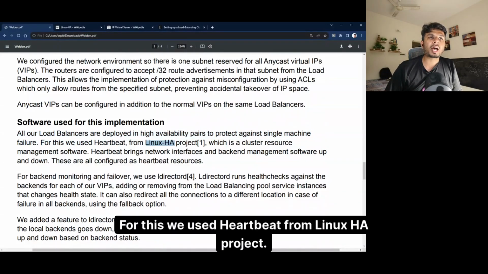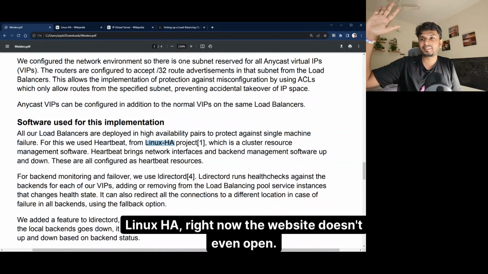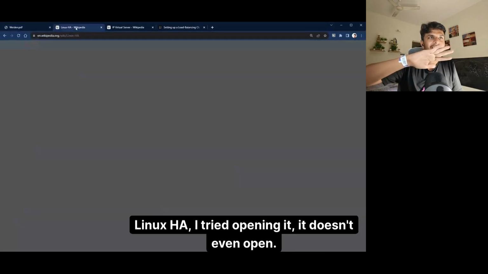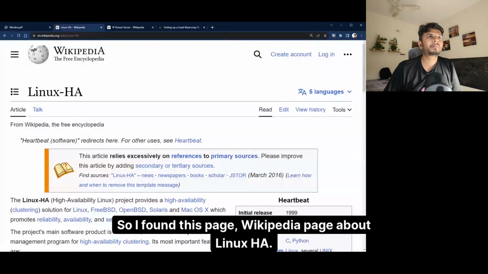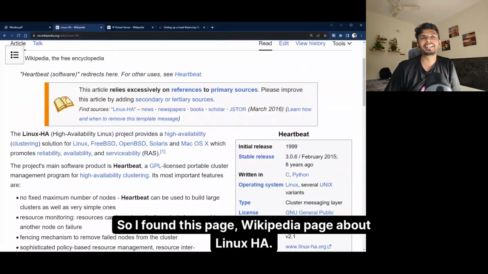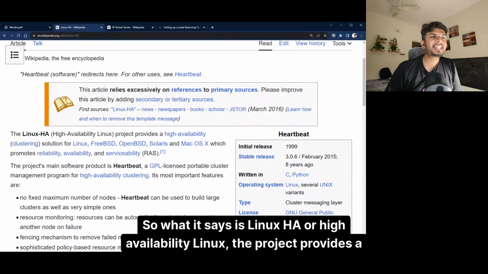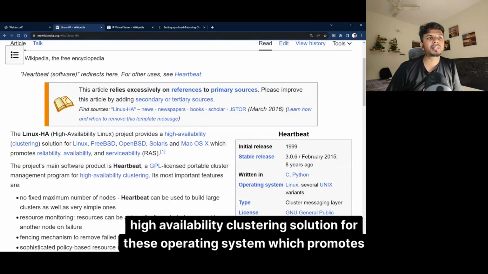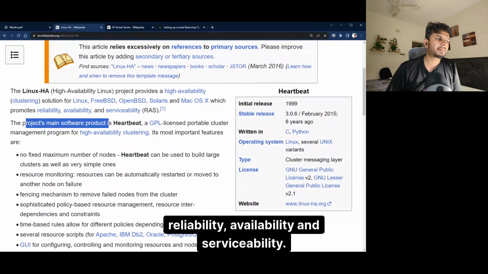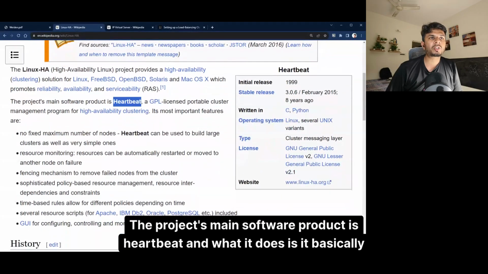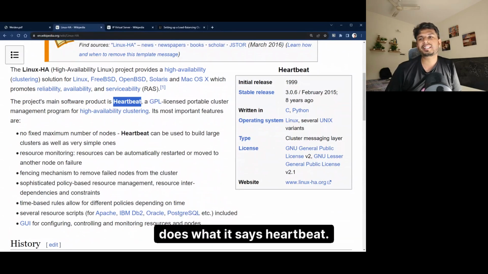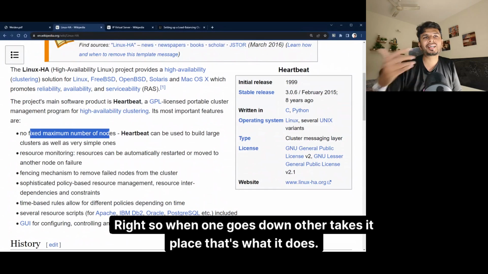For this, we used Heartbeat from the Linux HA project. Linux HA, right now the website doesn't even open. I tried opening it, it doesn't even open. So I found this Wikipedia page about Linux HA. What it says is Linux HA, or high availability Linux, is a project that provides a high availability clustering solution for this operating system, which promotes reliability, availability, and serviceability. The project's main software product is Heartbeat. And it basically does what it says, a heartbeat, right? So when one goes down, the other takes its place.